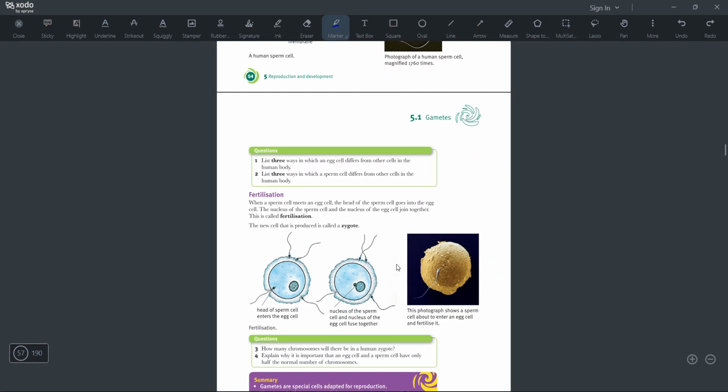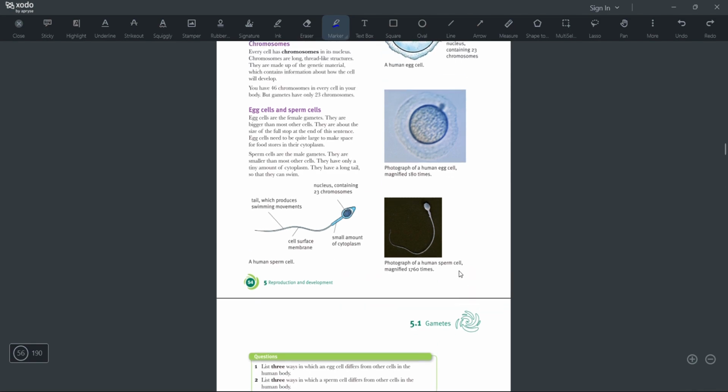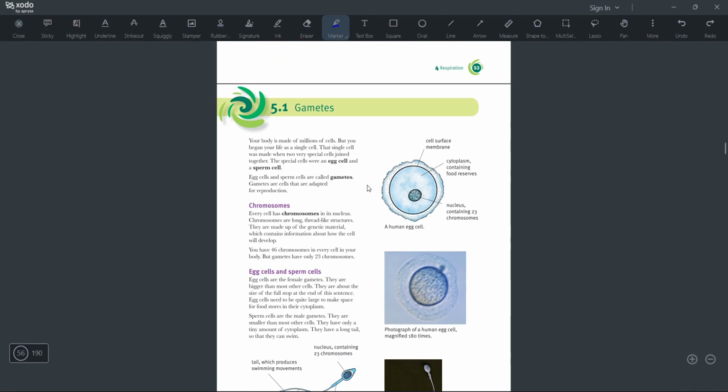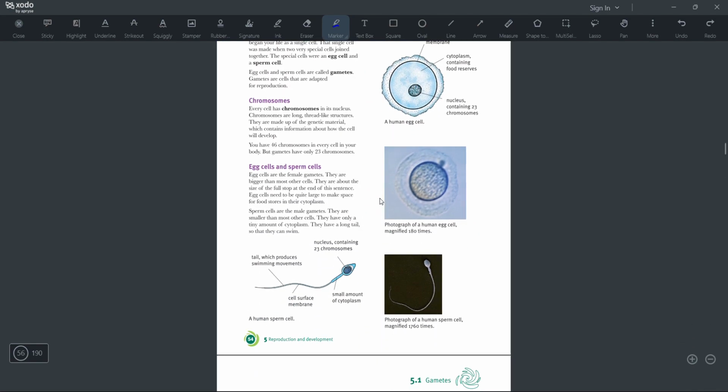Okay, moving on to the first question. I made a note for you guys, in bold in both of these questions, that you have to look at 3 ways that egg cells and 3 ways that sperm cells are different from other cells in the human body. The most pronounced one is that they're both gametes, so they both have half the number of chromosomes compared to a normal cell in the human body.